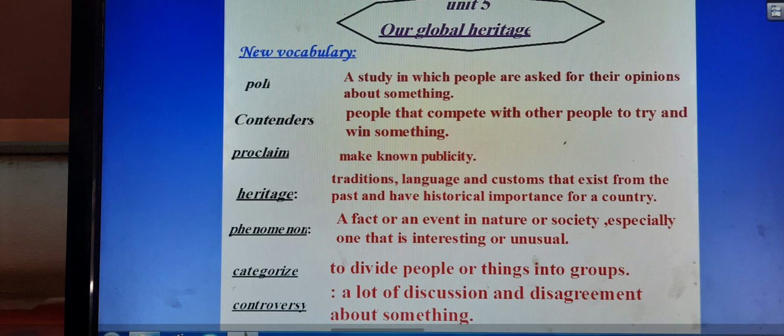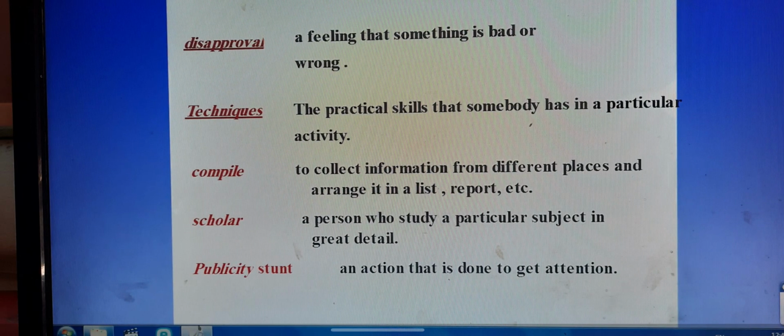Categorize, to divide people or things into groups. Controversy, a lot of discussion and disagreement about something. Disapproval, a feeling that something is bad or wrong. Techniques, the practical skills that somebody has in a particular activity. Compile, to collect information from different places and arrange it in a list or report. Scholar, a person who studies a particular subject in great detail. Publicity stunt, an action that is done to get attention.